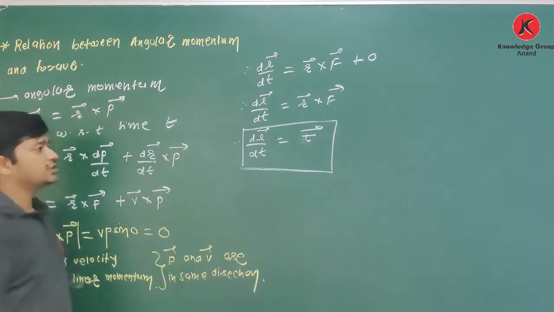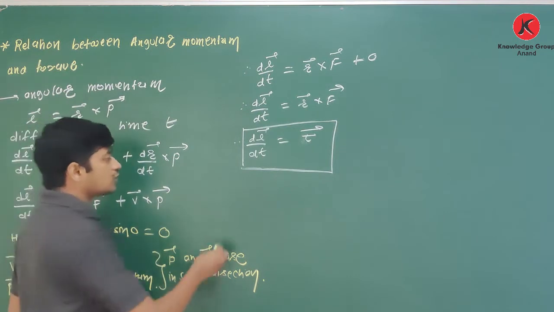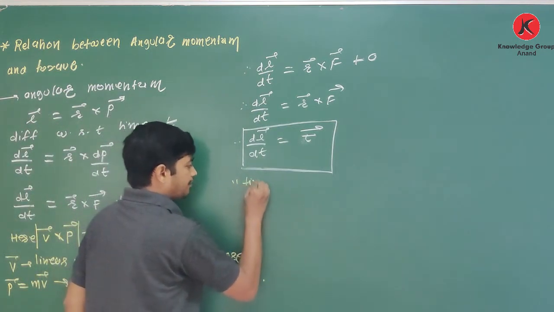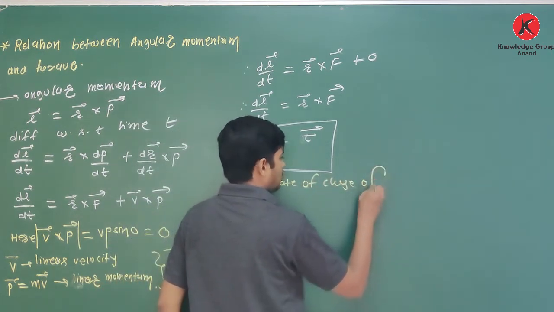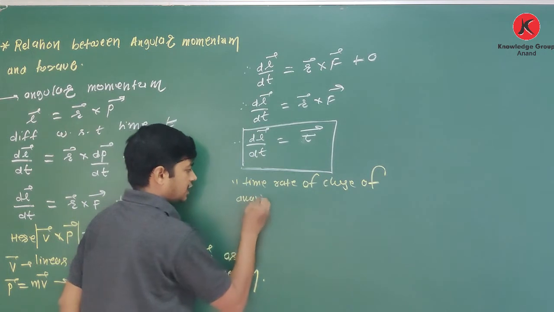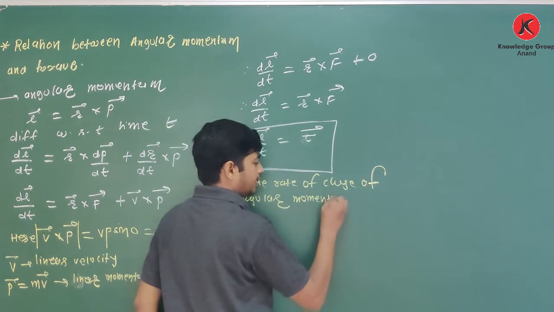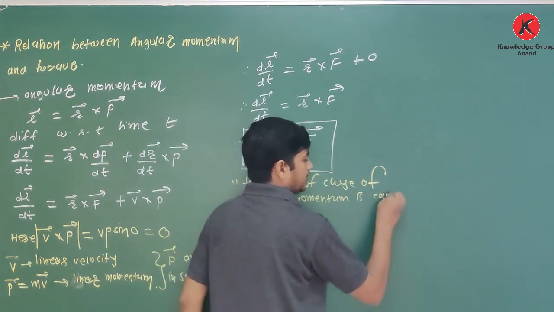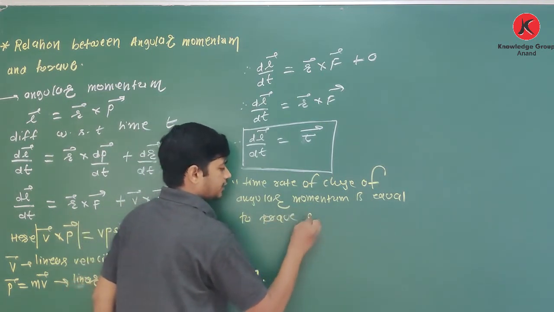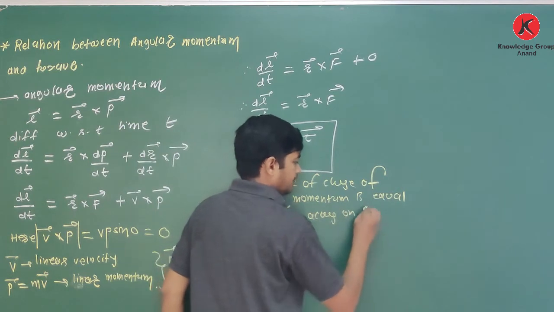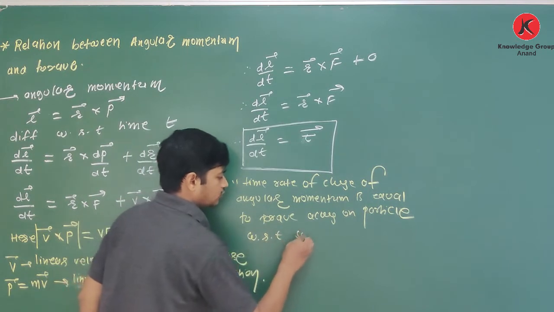So yes, it is one equation: dL upon dt is equal to torque. And how to write this in terms of words? The time rate of change of angular momentum is equal to torque acting on particle with respect to some point.